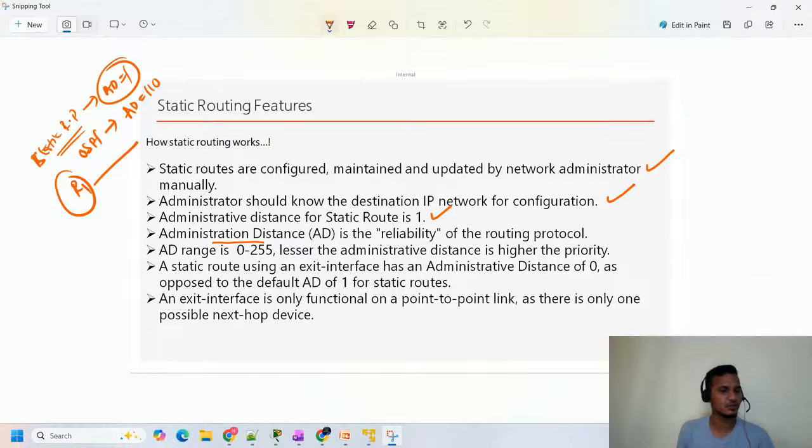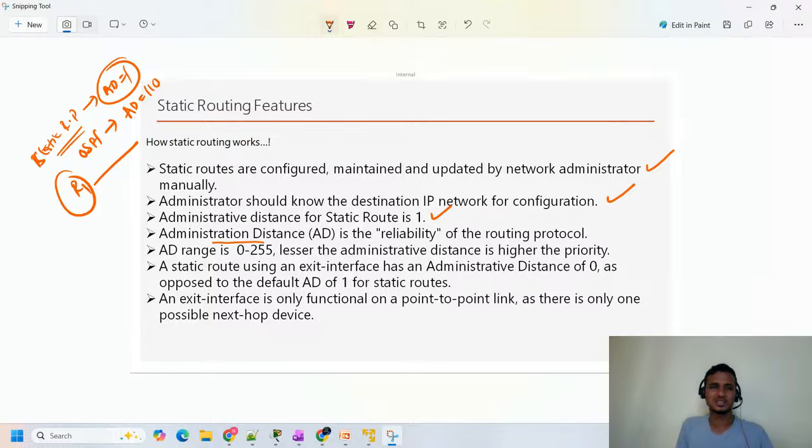Generally, in interviews you will get this question, also for freshers, guys. Definitely you will get this crash question: what does the AD value stand for? The AD value stands for administrative distance, right? Every routing protocol, whether static, dynamic or default, will have an AD, an administrative distance.